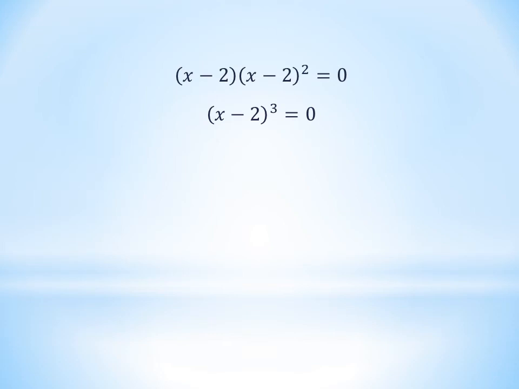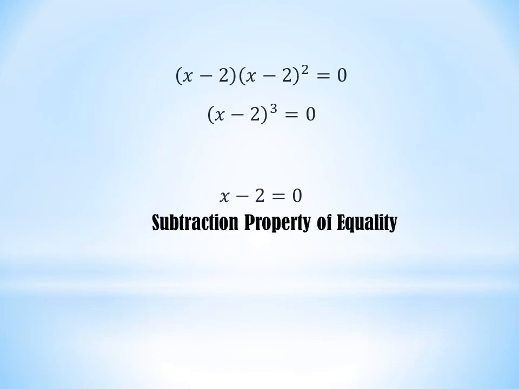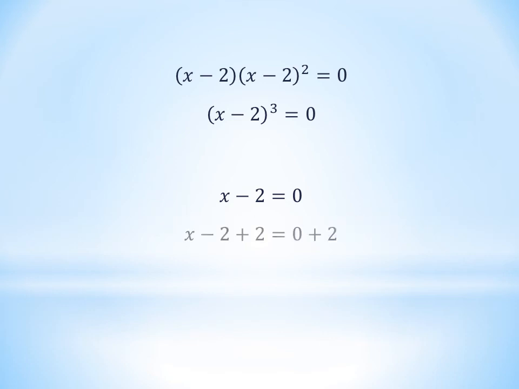Since we have factored completely our polynomial equation, we will now equate each factor to 0. That is, x minus 2 equals 0. Using the subtraction property of equality to find the value of x, we now have x minus 2 plus 2 equals 0 plus 2. On the left side of our equation, we know that negative 2 plus positive 2 is 0. And on the right side, we know that 0 plus 2 is 2. Therefore, x is equal to 2.